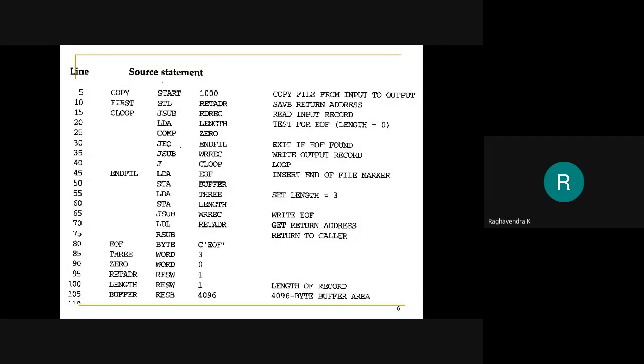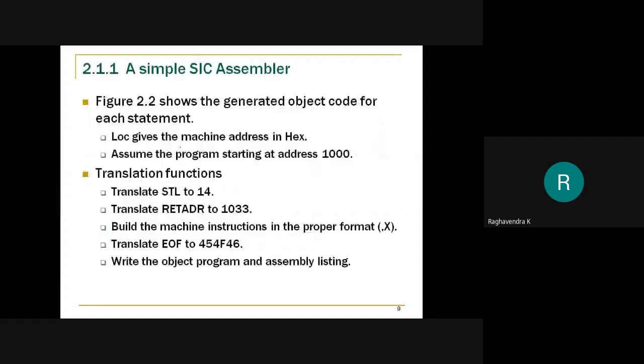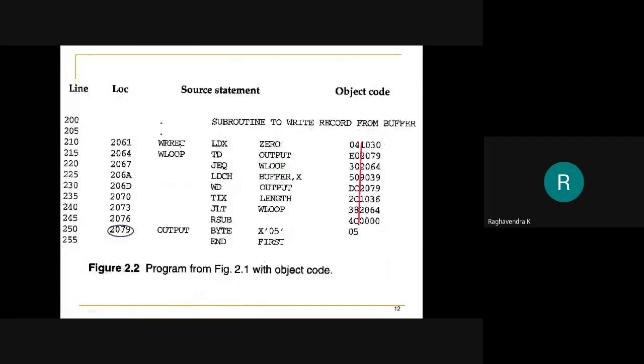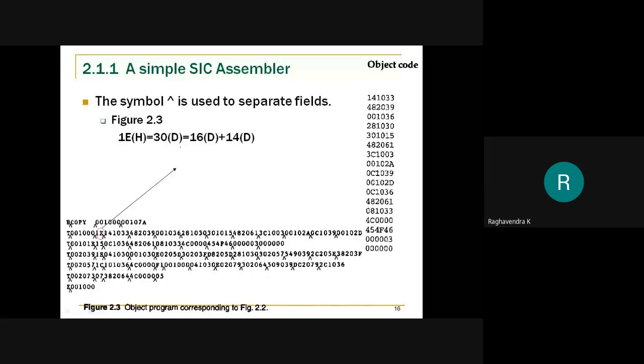So this is the program. When this program gets converted from assembly level language, it will look something like this, as I discussed in the last class. So this is the object program that has been generated.